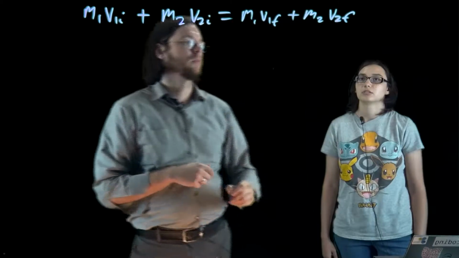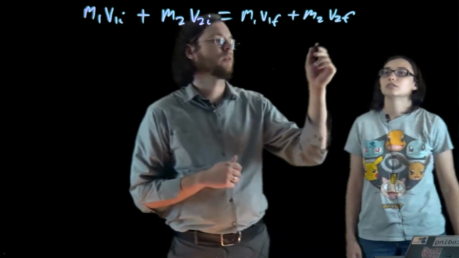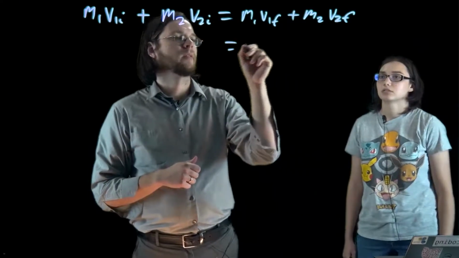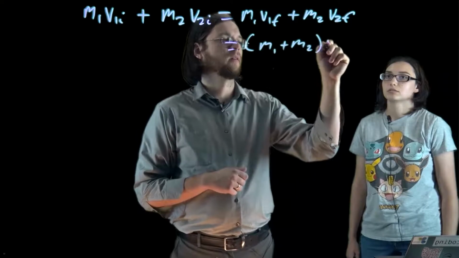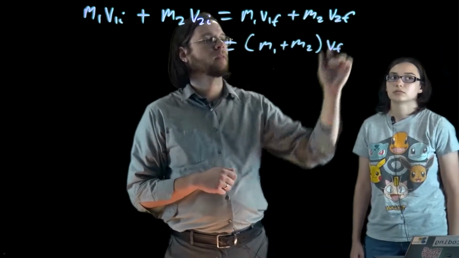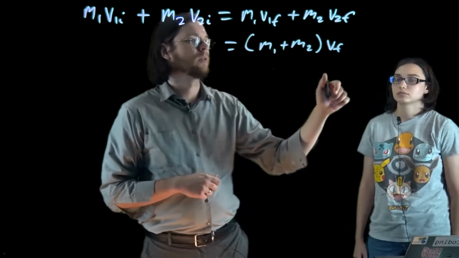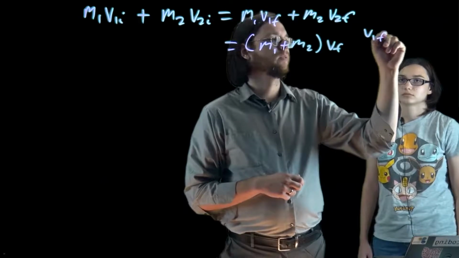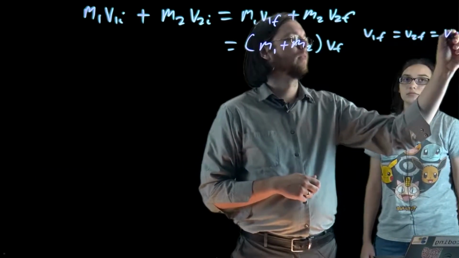But then we know that these are identical. So if these are identical, then we can rewrite this as m1 plus m2 times vf, where v1f equals v2f, and so we can just say that v1f equals v2f equals vf.